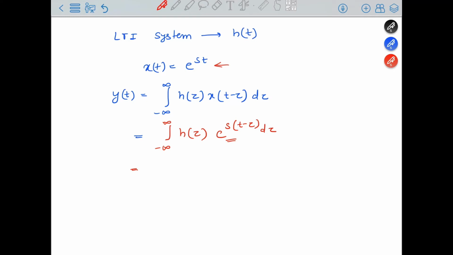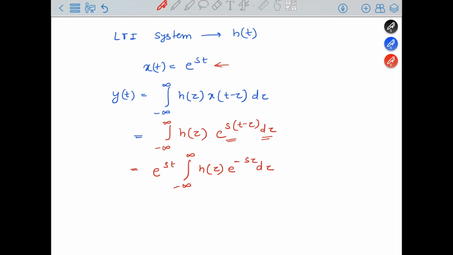And as we can see, this is the integral which has a variable of tau. So e raised to the power st factor will be a constant for this integral, so it can be removed from this integral and act as a constant. So it is multiplied directly to the integral as e raised to the power st multiplied with the integral from minus infinity to infinity of h of tau e raised to the power minus s tau d tau.